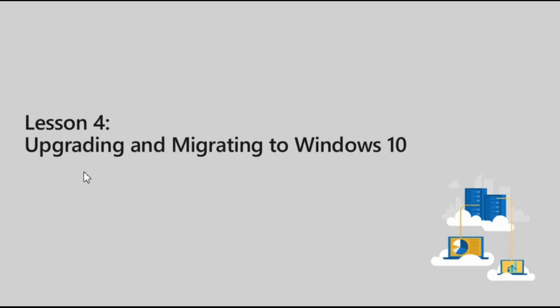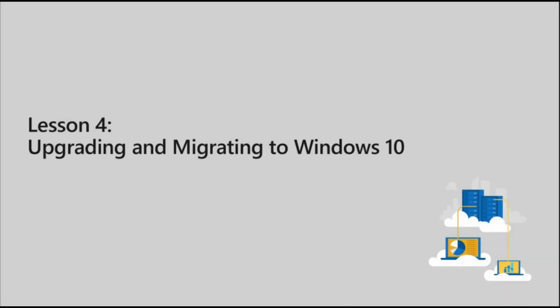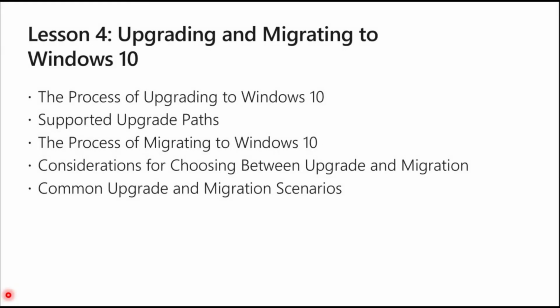Now, lesson 4. In this section we're going to talk about upgrading and migrating to Windows 10. We're going to discuss the process of upgrading to Windows 10, supported upgrade paths, the process of migrating to Windows 10, considerations for choosing between upgrade and migration, and common upgrade and migration scenarios. So these topics we're going to look at now.